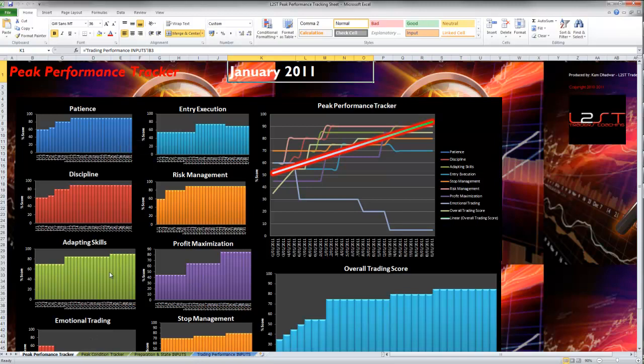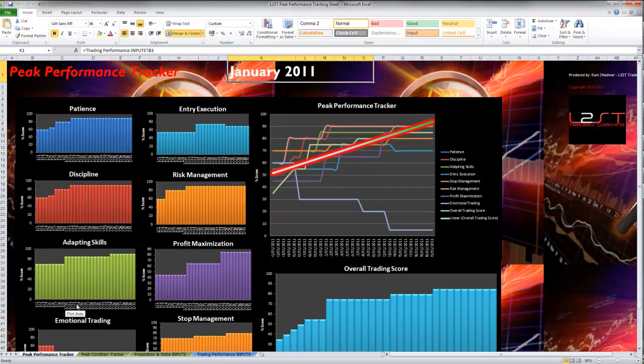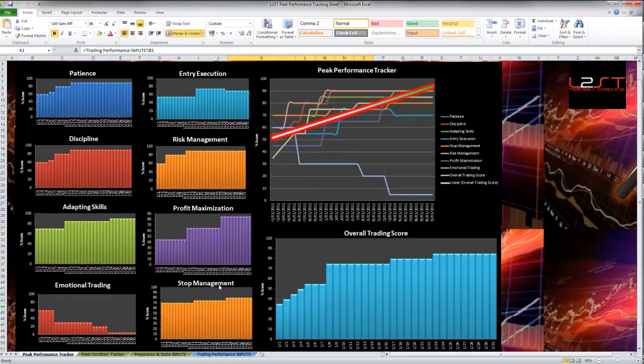When it comes to actual performance and the actual trading, I like to record how patient I was, how disciplined I was, how well I was adapting, was I trading emotionally, what was my entry execution like, and this is from a day-to-day basis, not a trade-to-trade basis. What was my risk management like? Was I maximizing profits? Was I managing my stops well? So I mark this on a daily basis, and it brings up these graphs, and you can get an idea of what it all looks like in a visual format.